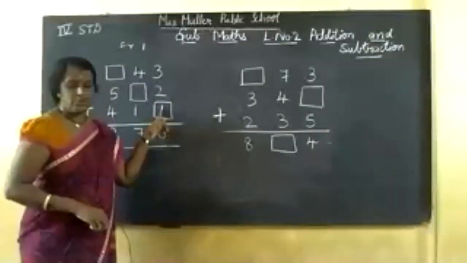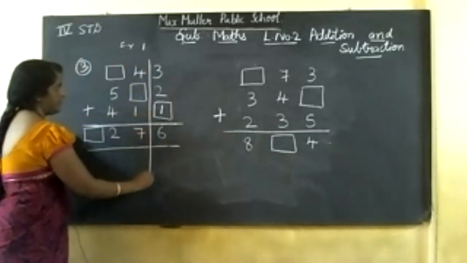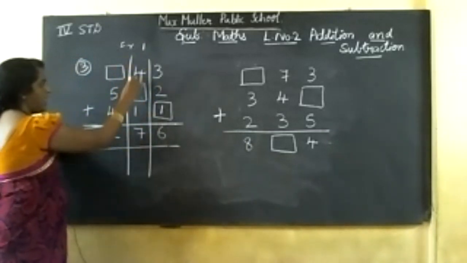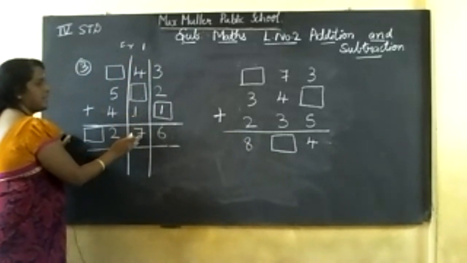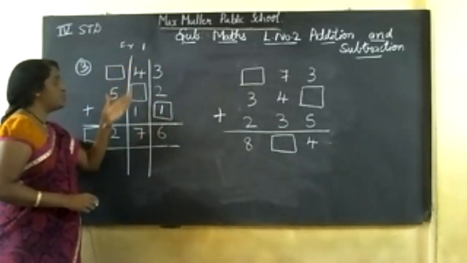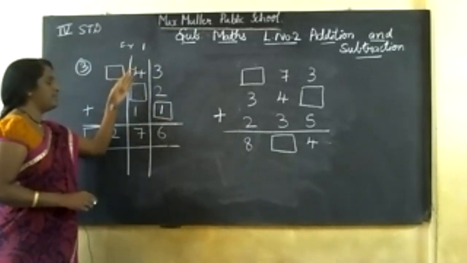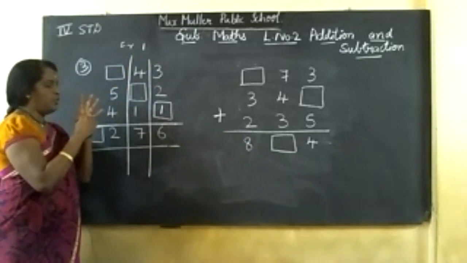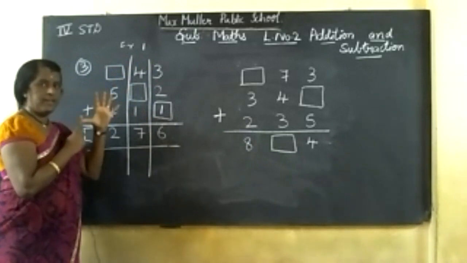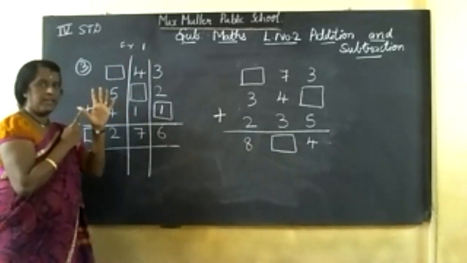In this box you should write 1. So when you add these three numbers, the answer should come 7. Here 4 is there, here 1 is there. 4 plus 1 is 5.